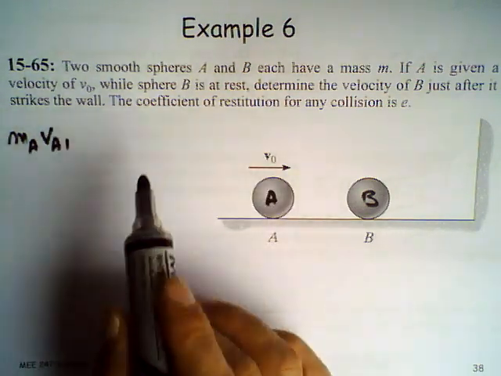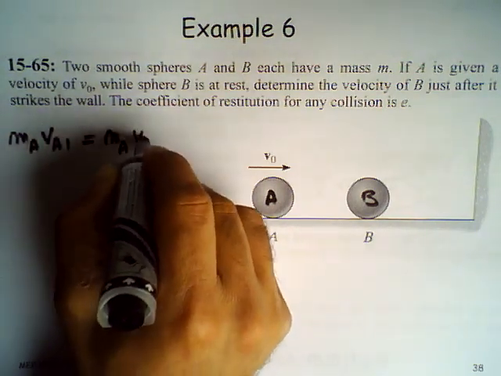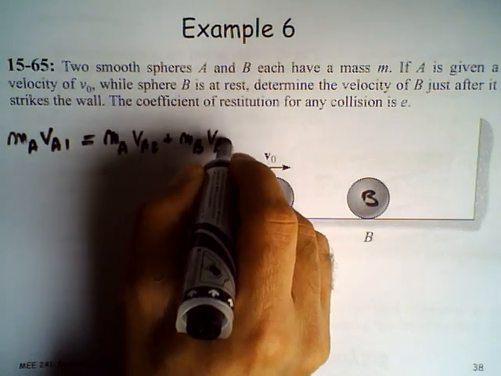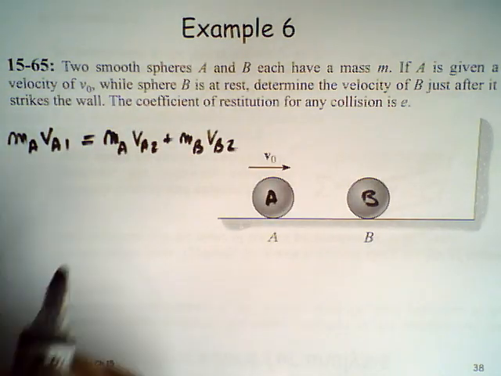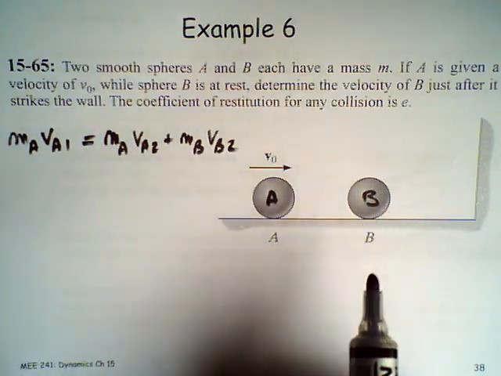There's no need to include X or Y. It's going to be equal to what? MA VA2 plus MB VB2, right? So this is the final momentum of the system. I have 2 unknowns, 1 equation. I need 1 more equation.